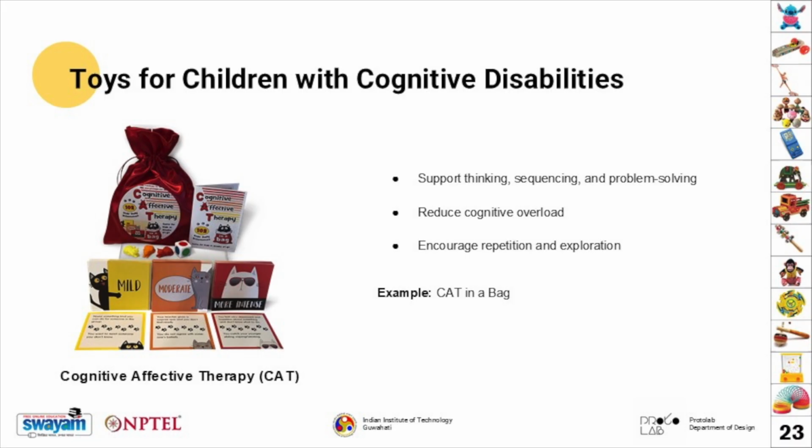The structure is simple, but the experience is rich. Children can repeat the activity multiple times without pressure. This repetition supports cognitive engagement and confidence. The toy allows children to lead the interaction, not follow instructions. By removing performance expectations, the design supports thinking through exploration. It shows how cognitive engagement can emerge naturally through play.